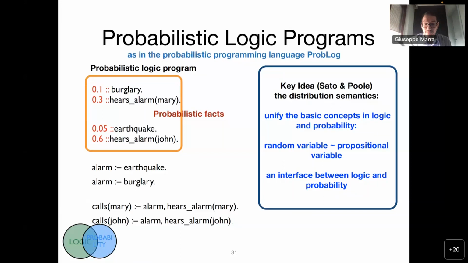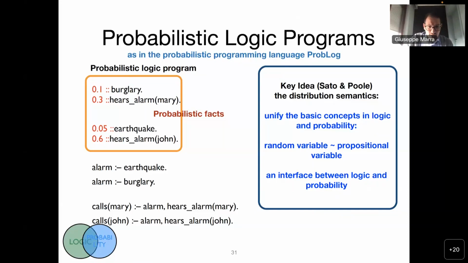And syntactically, what is needed to make this extension is to introduce probabilistic facts. Probabilistic facts are standard logical facts which are labeled with a probability, the probability of being true. These probabilistic facts are intended as independent random variables, usually binomial random variables, and then the logic on top of that creates links and constraints among these random variables and allows for very complex inference.